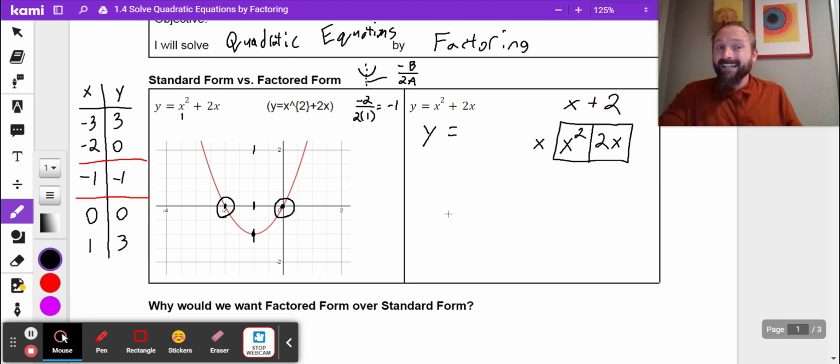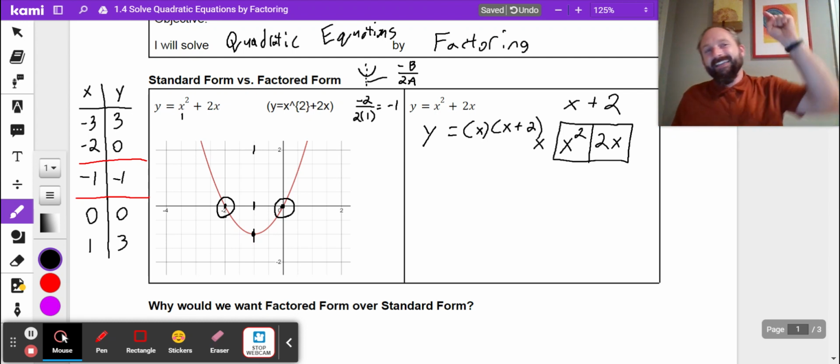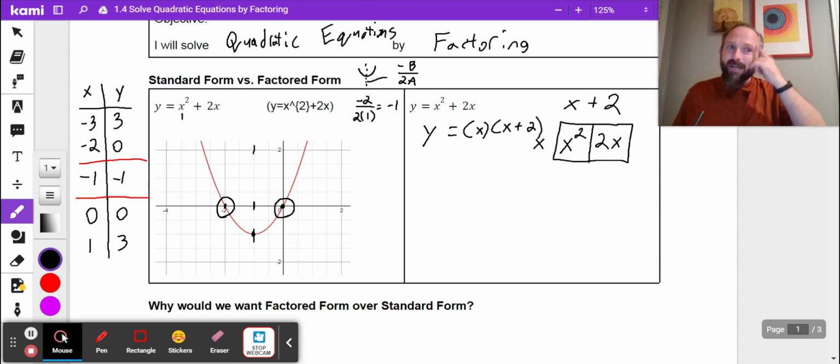So my answer, if I factor this out, my new factored form would be x times x plus 2. Now I want you to think, notice, and wonder, what do you notice about this number that matches up with the solutions that we would figure out? Think about it. We're going to go on in 3, 2, 1.